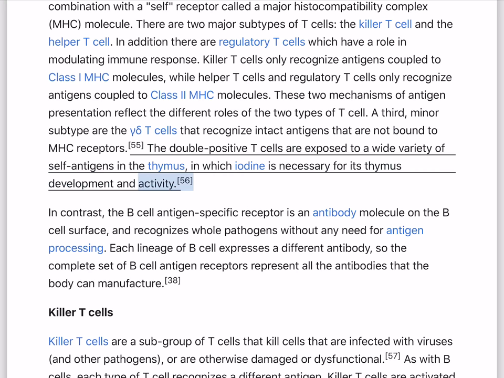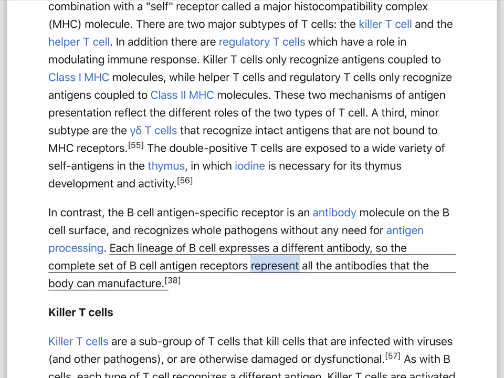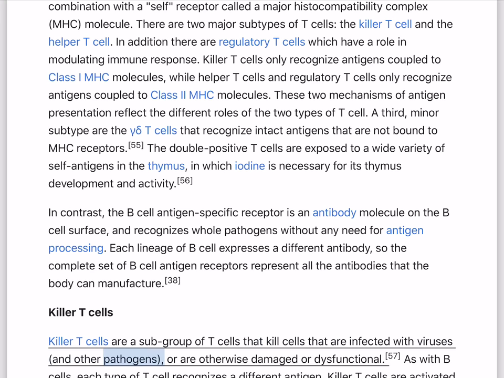In contrast, the B cell antigen-specific receptor is an antibody molecule on the B cell surface, and recognizes whole pathogens without any need for antigen processing. Each lineage of B cell expresses a different antibody, so the complete set of B cell antigen receptors represent all the antibodies that the body can manufacture. Killer T cells. Killer T cells are a subgroup of T cells that kill cells that are infected with viruses and other pathogens, or are otherwise damaged or dysfunctional.